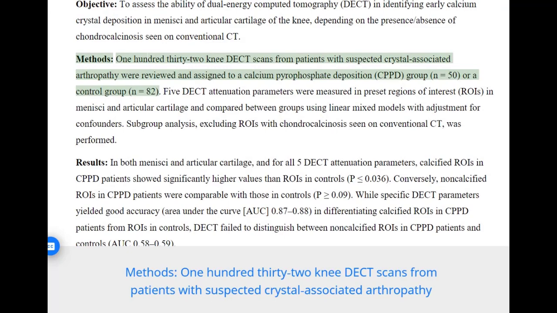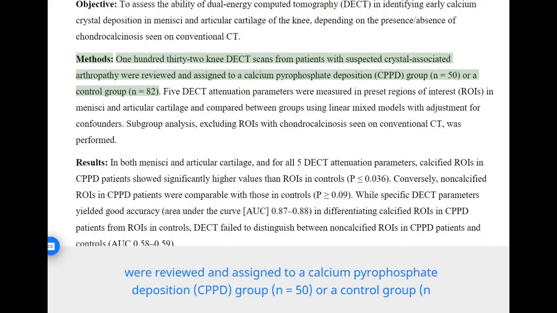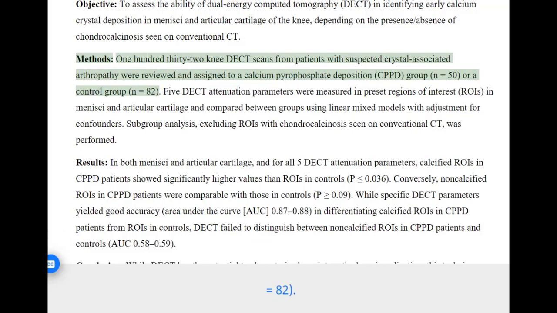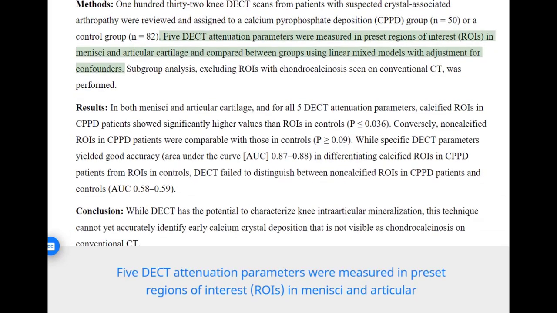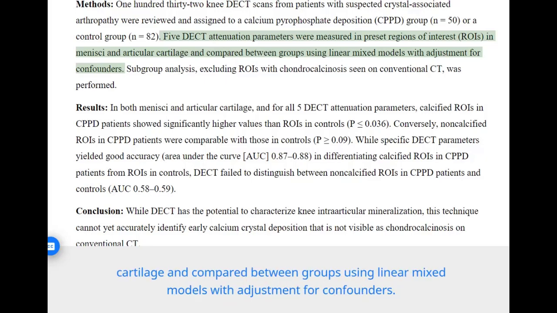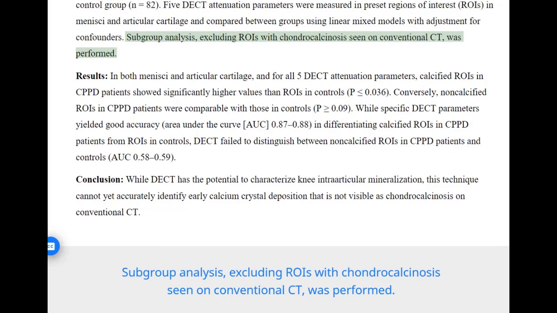Methods: 132 knee DECT scans from patients with suspected crystal-associated arthropathy were reviewed and assigned to a calcium pyrophosphate deposition, CPPD, group, N equals 50, or a control group, N equals 82. 5 DECT attenuation parameters were measured in preset regions of interest, ROIs, in menisci and articular cartilage and compared between groups using linear mixed models with adjustment for confounders. Subgroup analysis, excluding ROIs with chondrocalcinosis seen on conventional CT, was performed.